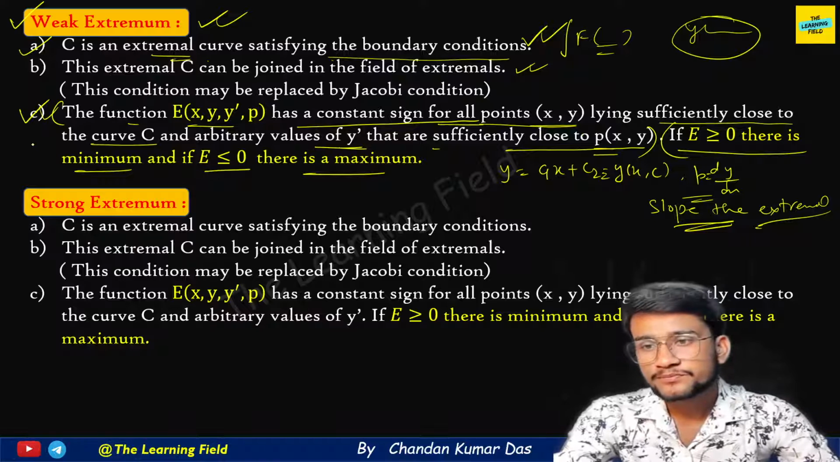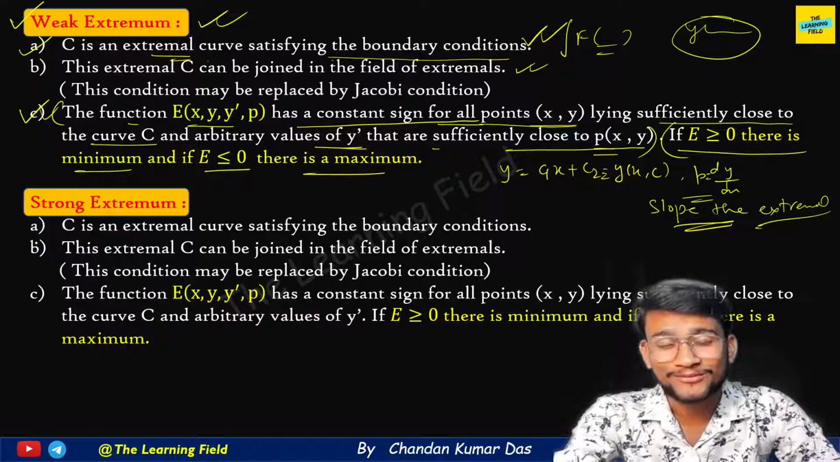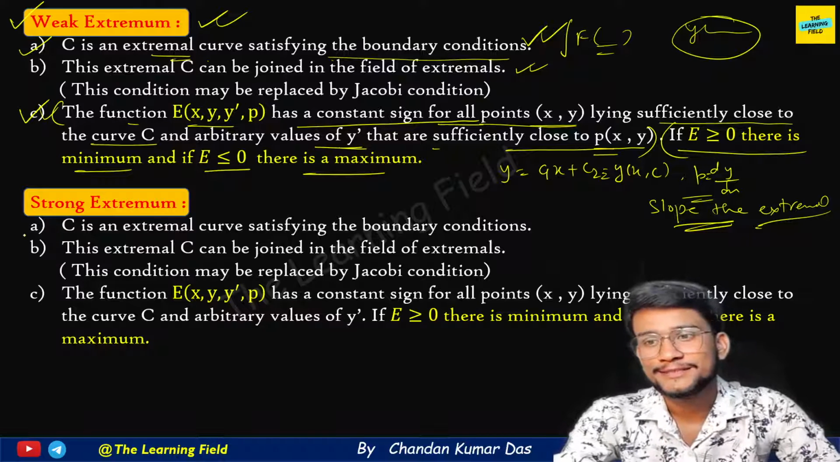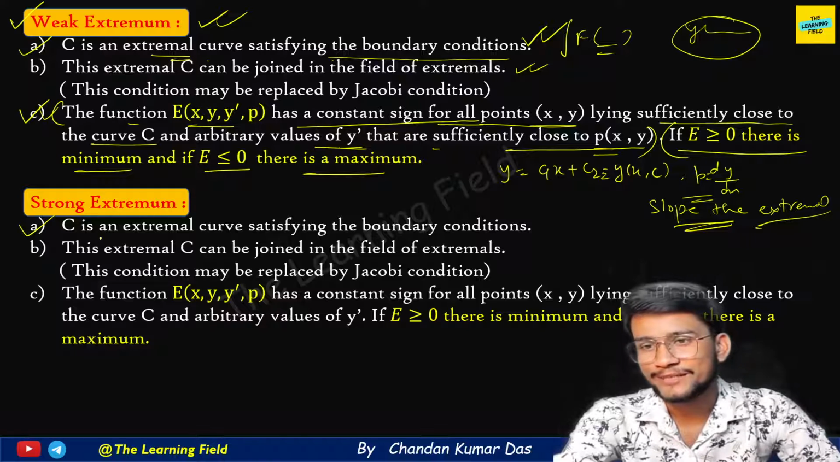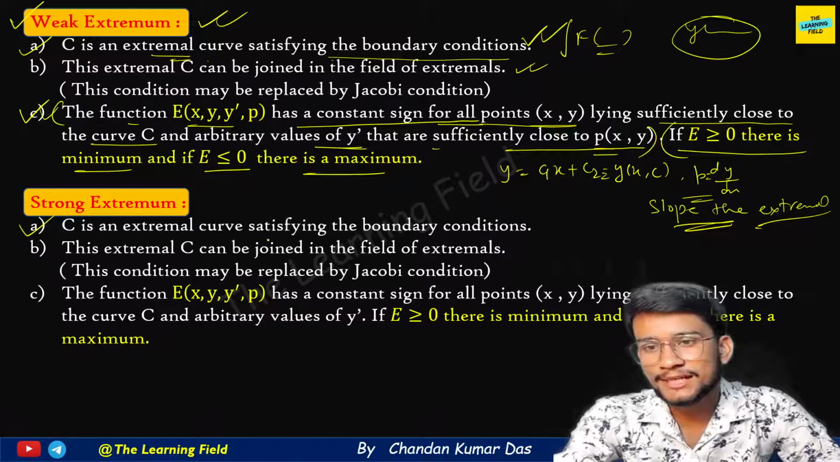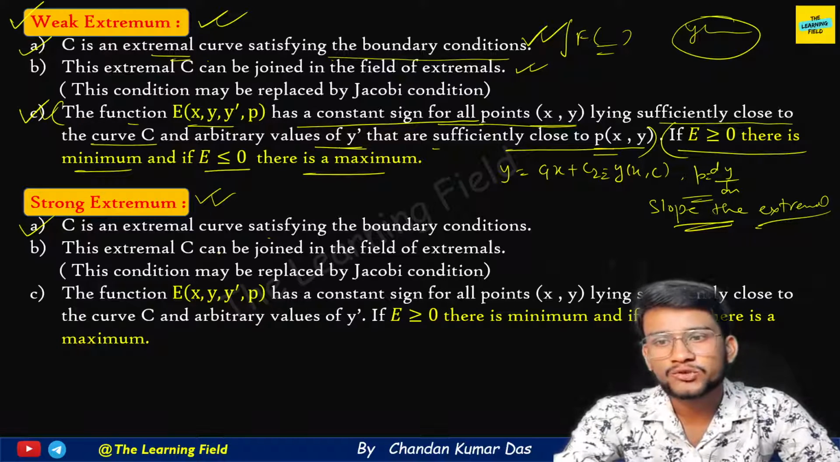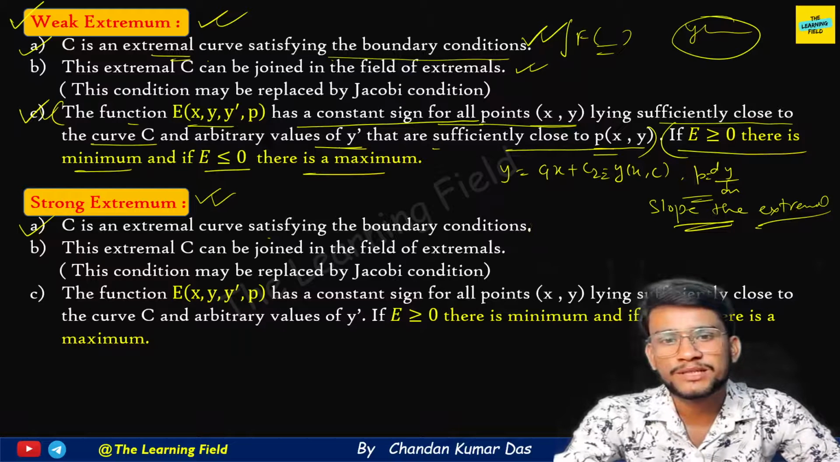Because why these words are very important: if we see the example, then I think you will be clear, and you will understand the actual concept. So C is the extremal for the strong extrema case. C is the extremal curve satisfying the boundary condition.